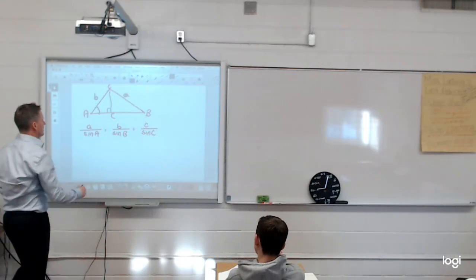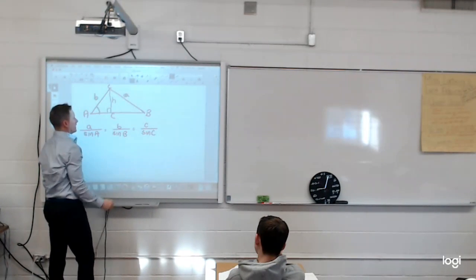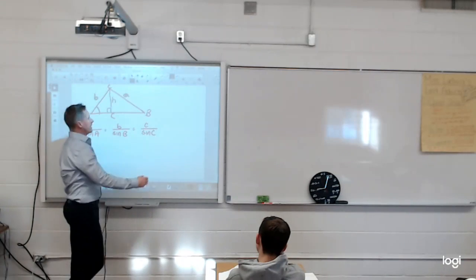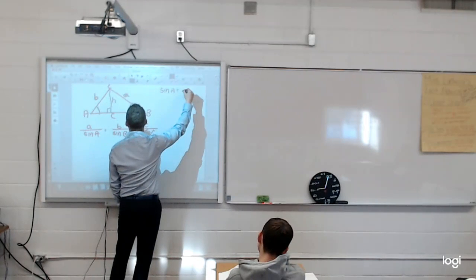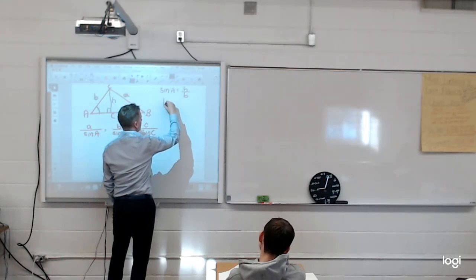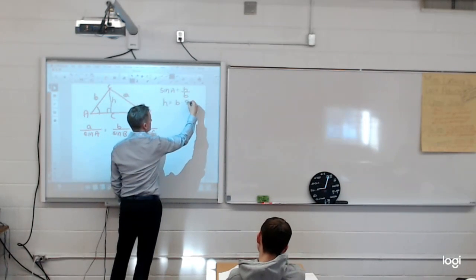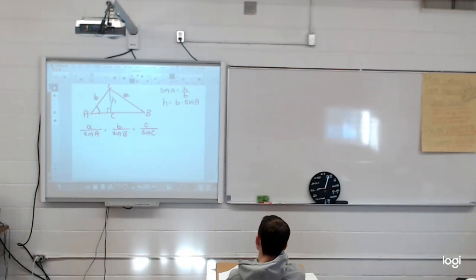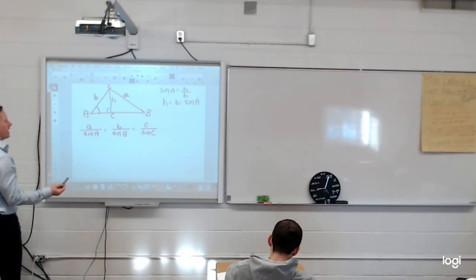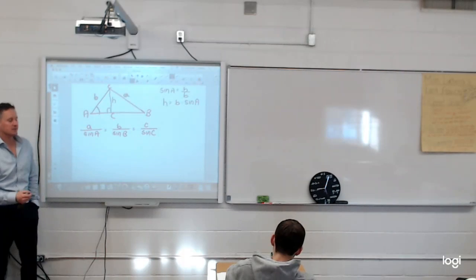So the first thing that you find using right triangle trig is the height. So I find H: the sine of A is equal to H over whatever B is. So H is equal to B times sine A. All right, so that's the first thing that we do. You remember this? Okay. Now, based on that information and what the length of side A is, I can determine whether or not I have 0, 1, or 2 triangles.